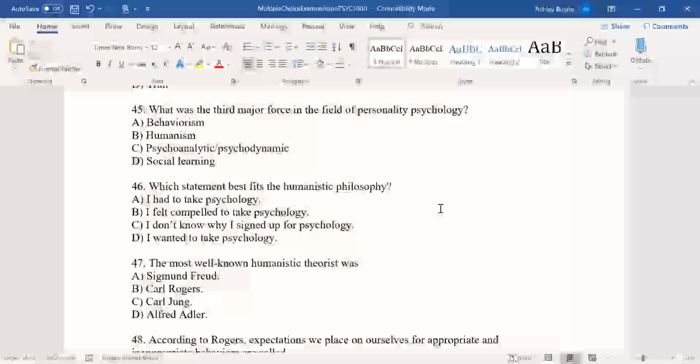It's a typo. So the easiest way to remember the difference between the components is that the id is the yes of our personality, ego is the maybe, and superego is the no. Id would be like the devil on your shoulder. Ego would be yourself, and then the angel on your other shoulder would be the superego.